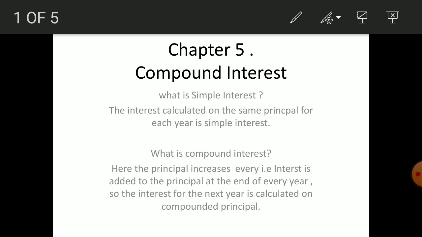Now, first of all, I just want to tell you what is the difference between simple interest and compound interest. About simple interest, you have studied in your lower classes, isn't it? So, now what is simple interest? The interest calculated on the same principal for each year is simple interest. But what is compound interest? Here the principal increases every year. That is, interest is added to the principal at the end of every year. So the interest for the next year is calculated on compounded principal.